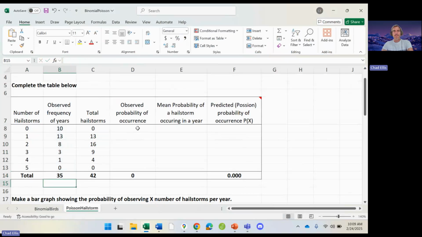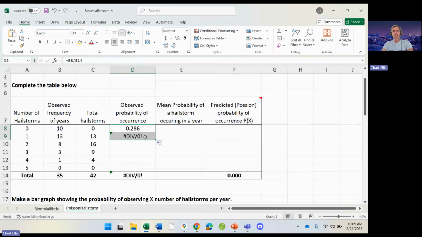So we've got to do a few things here. First thing we've got to do is determine the observed probability of occurrence. So to do this, we have to divide each of these observed frequencies. How many times 0 hailstorms were observed was 10 years. So 10 years divided by the total number of 35. So there's the observed probability of occurrence, right? 0.286 for 0 hailstorms.